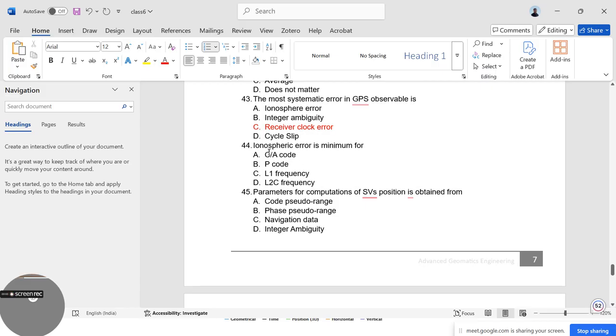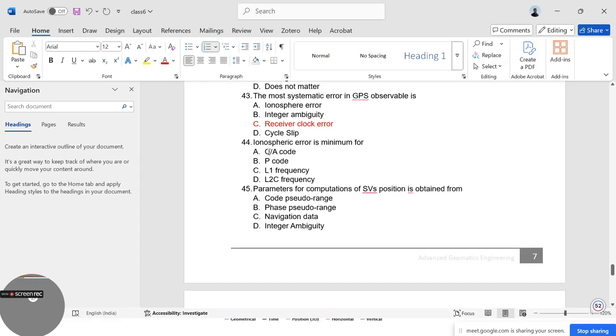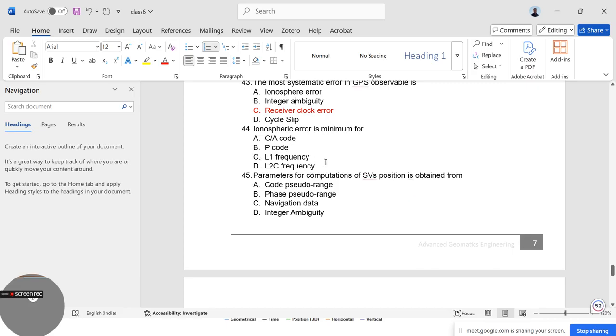Then the next is: ionospheric error is minimum for, so that is for L. Ionospheric error is less for L2C and L1 code basically. So C code will have very low frequency and is easily affected by the ionosphere.